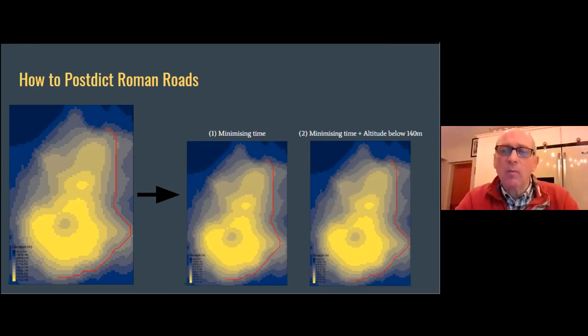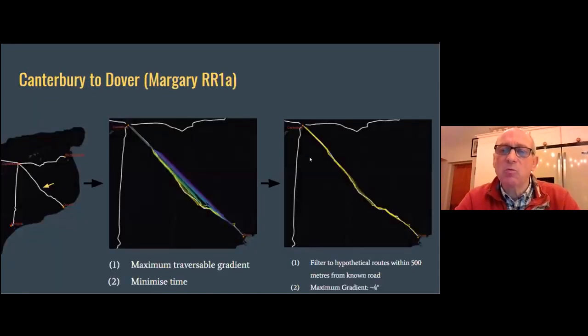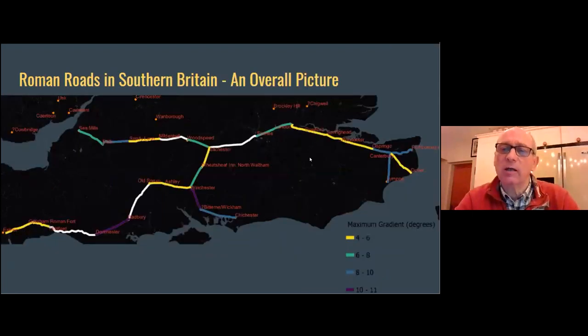Martin Packer is asking, could this statistical approach predict where, for example, mansios are likely to be on known roads?